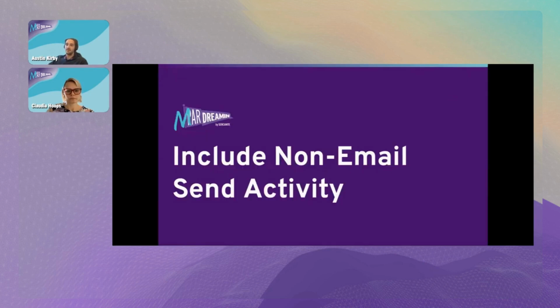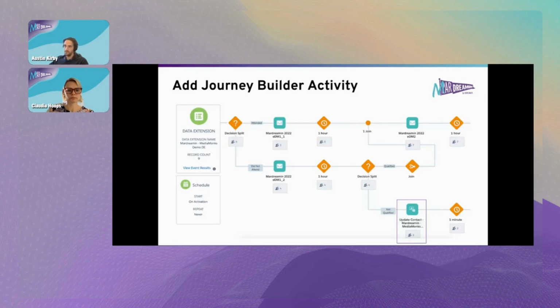So how do we take this one step further and include any non-email sending activity within our journey? Within the Journey Builder itself, you can add an update activity step to your journey in order to capture when a subscriber reaches a key or critical stage in a journey that is not email send related. In this example, we are updating the existing data extension we just showed you to capture when someone reaches the not qualified pathway and as a result has exited the journey.